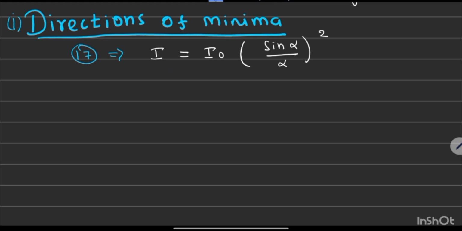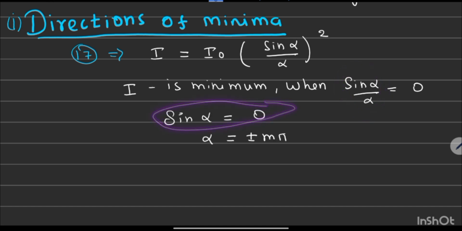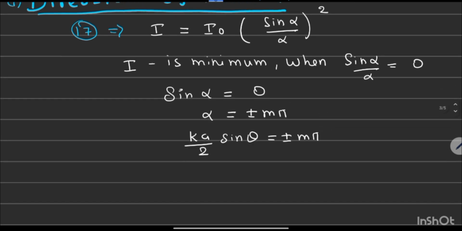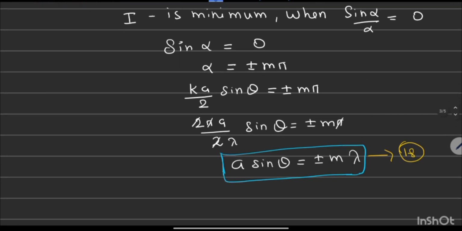When sine alpha by alpha is equal to 0, that happens whenever sine alpha is equal to 0. Sine alpha is equal to 0 whenever alpha is equal to plus or minus m pi, and then the intensity will be 0. Putting in the value of alpha and cancelling the 2 and pi's, we get a sin theta is equal to plus or minus m lambda, exactly the same as what we derived using a different argument.